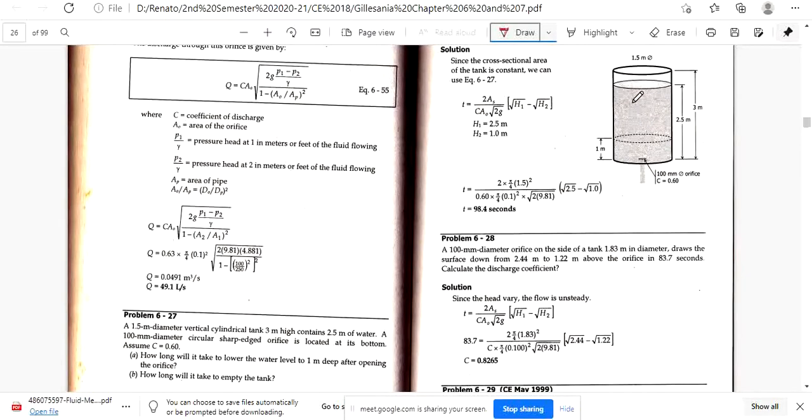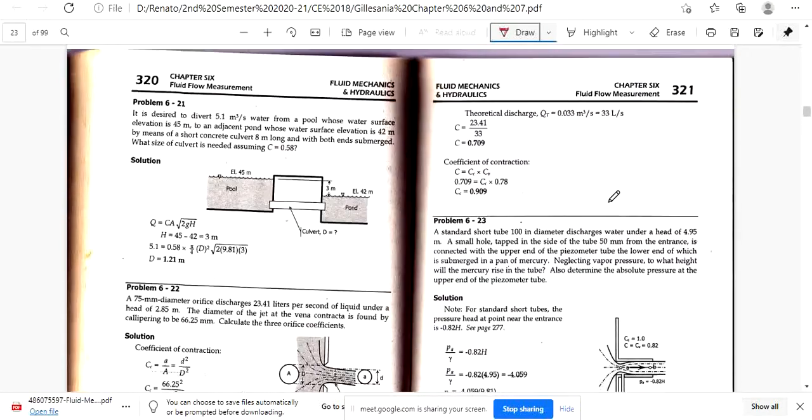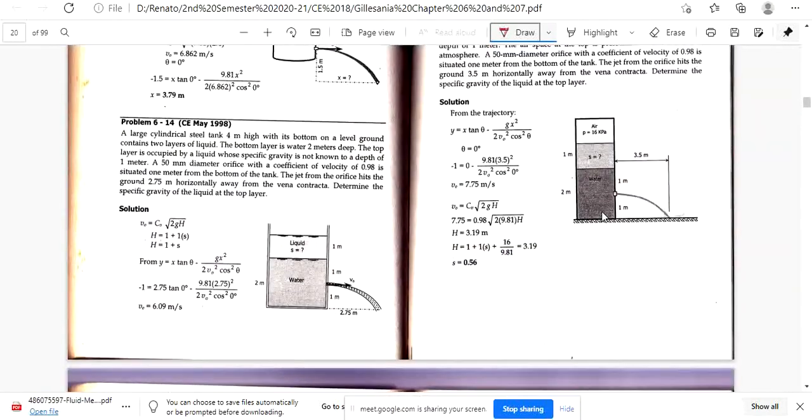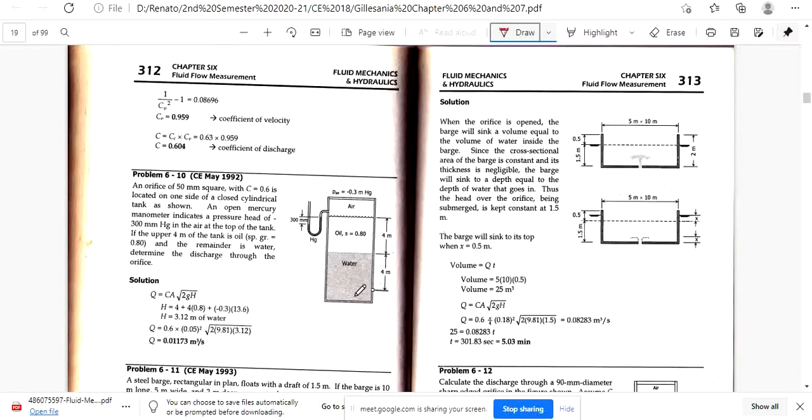So the clue is what fluid is in your orifice. For example, if this is water, meaning everything must be changed in terms of water. But if this is mercury, then you have to change everything in terms of mercury, not water. Whatever fluid is at the orifice or opening, you have to convert everything into that fluid. For example, if it is oil, convert everything into oil, not water.